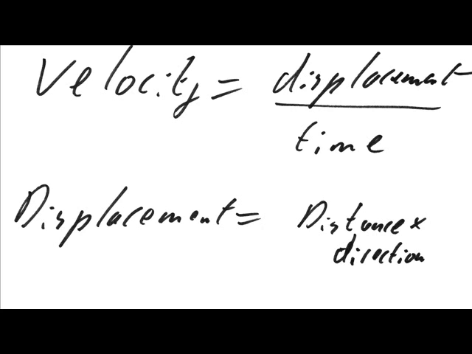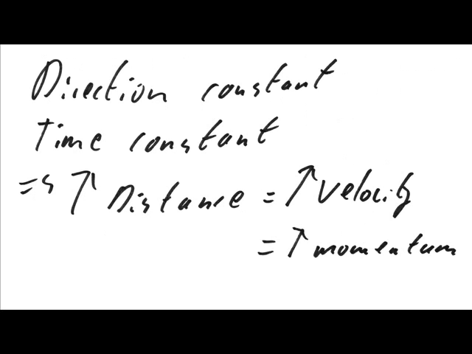From previous work, we know that velocity is the rate of change of displacement with time. Displacement is distance with direction. These are vector quantities, and so are made of both a magnitude and a direction. If the direction of motion and the time over which the objects move are kept the same, then an increase in distance will lead to an increase in velocity, and so an increase in momentum. The reverse is true for a decrease in distance.